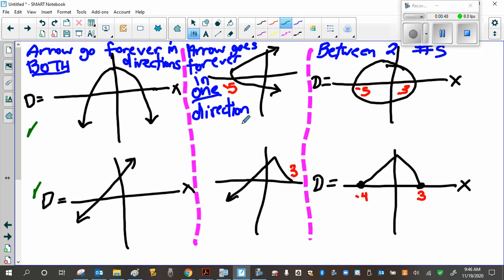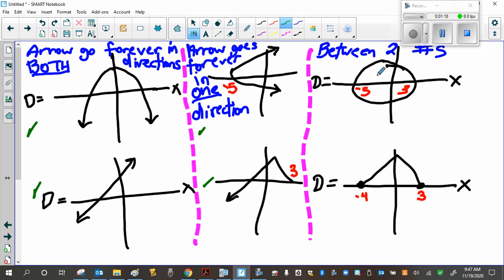Then there's these two types of questions in the middle that have the arrows going forever in one direction. So the one on the top goes forever to the right, but doesn't go forever left. And then this one goes forever left, but doesn't go forever right. So one type of direction, and I'm talking about domain, but I'll mention range as well. Remember, domain is left to right on the x-axis because domain means x.